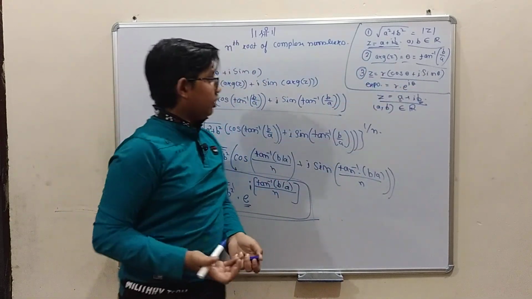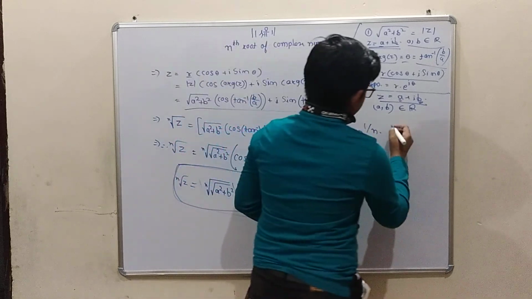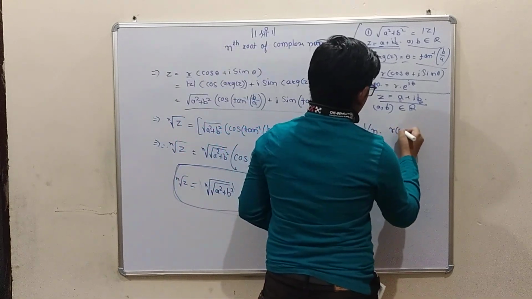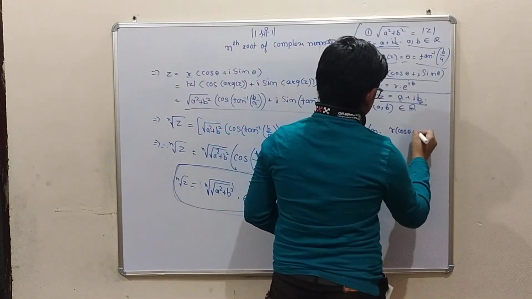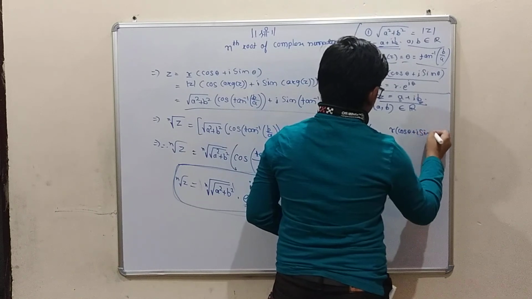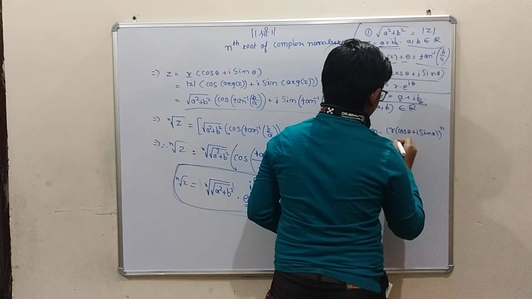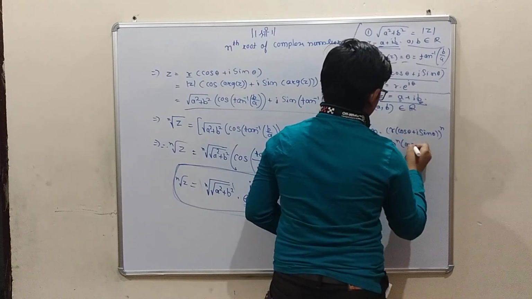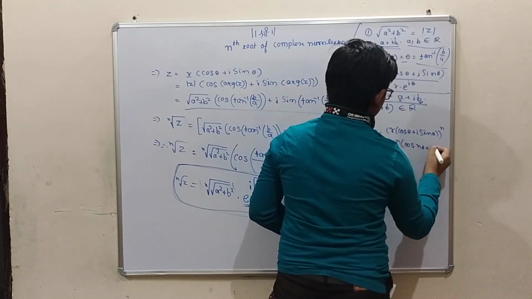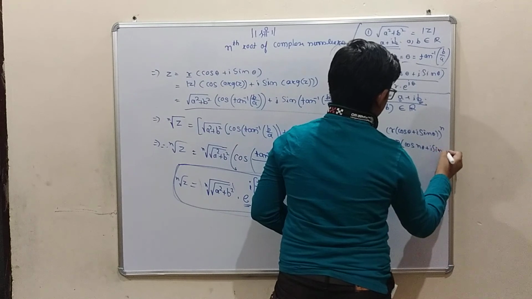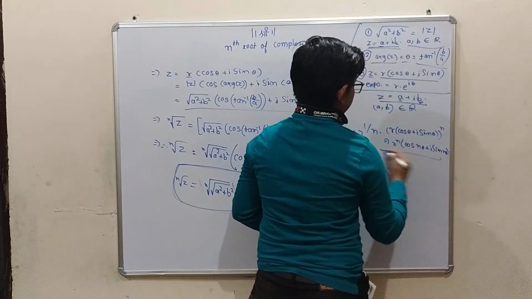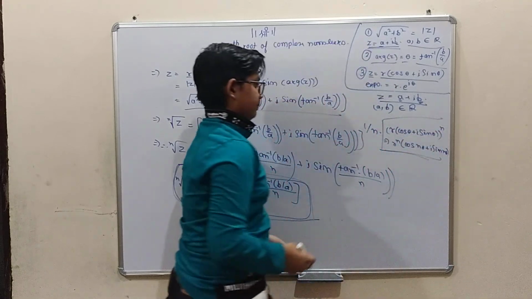Next we learned about de Moivre's theorem. What does de Moivre's theorem say? De Moivre's theorem says that r times (cos theta plus i sin theta) raised to the power n will give us r raised to the power n times (cos n theta plus i sin n theta). This is what de Moivre's theorem says.